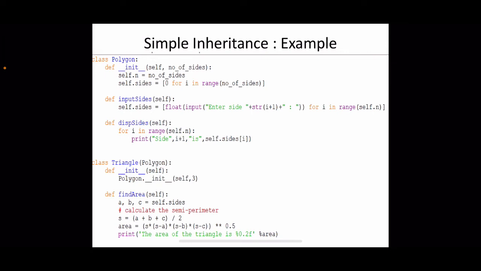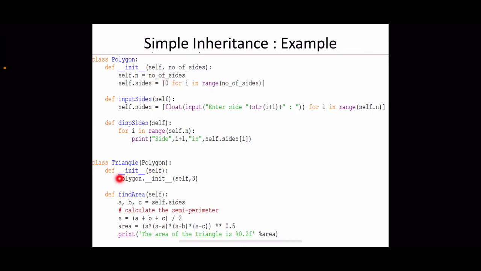Now we are creating subclasses. So first one is triangle. And inside the bracket we are indicating it as polygon. That means the parent class is polygon. So all the methods which are defined within this polygon are inherited by this triangle. So whatever methods are specific to this triangle need to be defined here. Other things can be inherited from the polygon class.